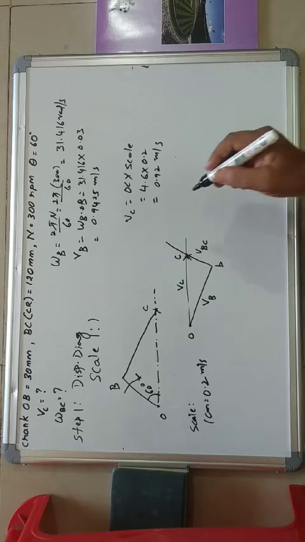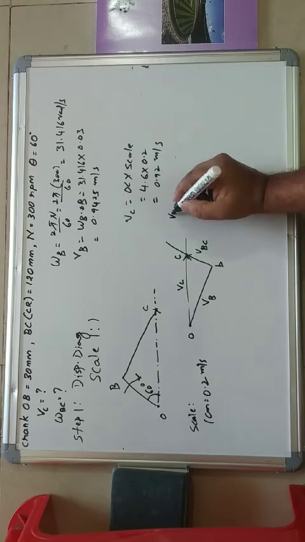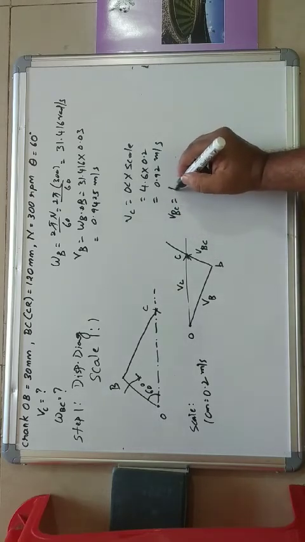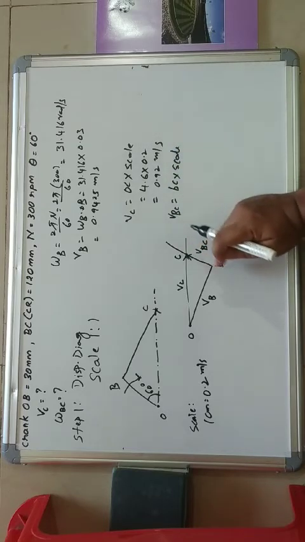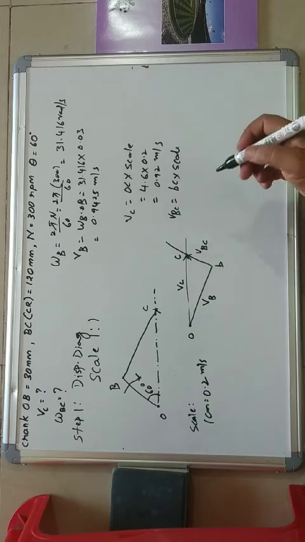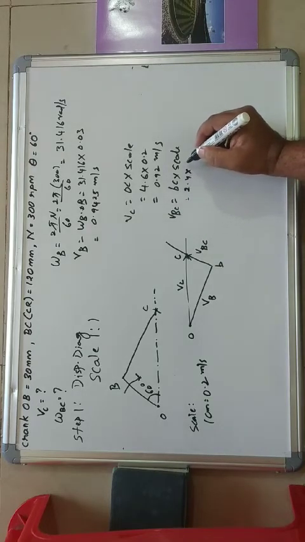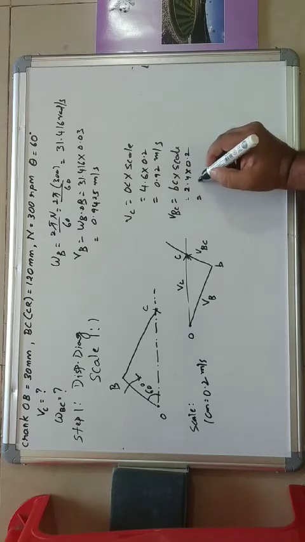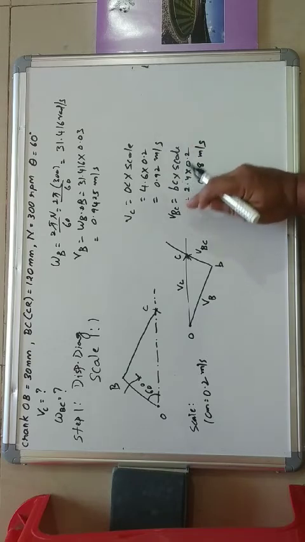The second one is to find the linear velocity of the connecting rod BC. VBC is equal to BC into scale. If you measure BC, we get 2.4, into scale 0.2. So the value is 0.48 meters per second. That is the linear velocity.